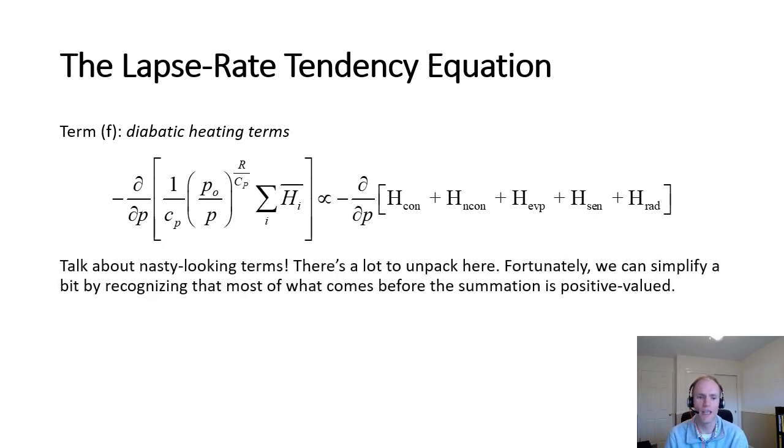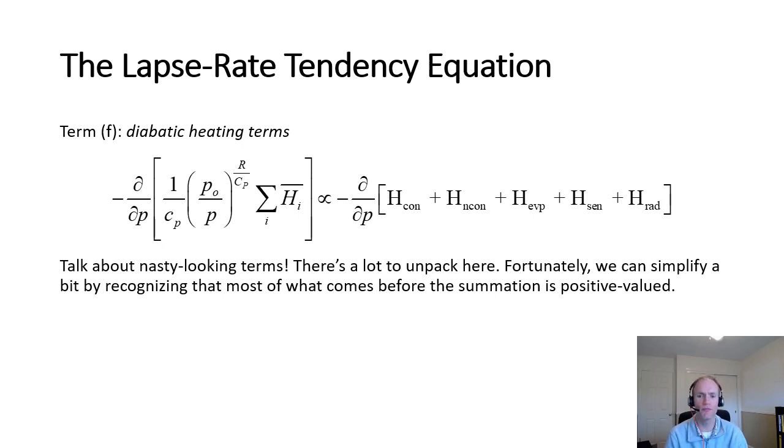Fortunately, we can simplify a bit. Most of these variables that show up right before the summation, C sub P is a constant, P naught is a constant, R is a constant. And if we're looking at a single pressure surface, or really between pressure surfaces as we see here, pressure is a constant on each one of those pressure surfaces by definition. So all of these terms here are just positive valued constants for our consideration. This symbol here means is proportional to. And so it really boils down to just the negative of the partial derivative with pressure of each one of the heating terms here.